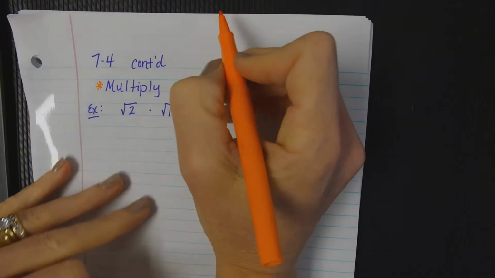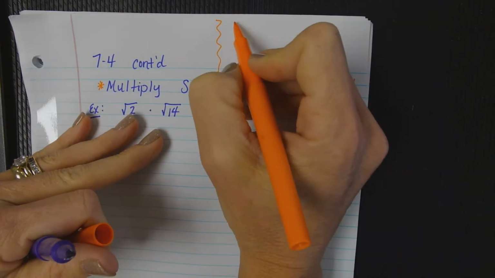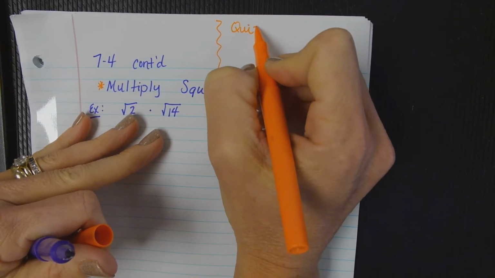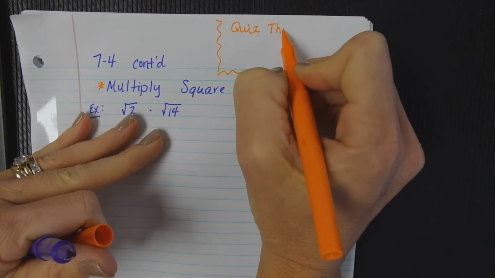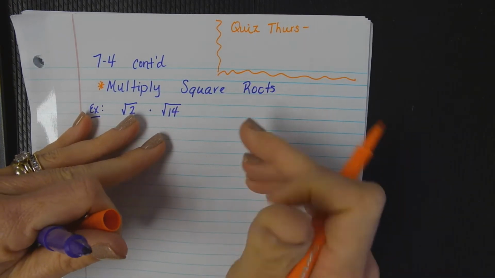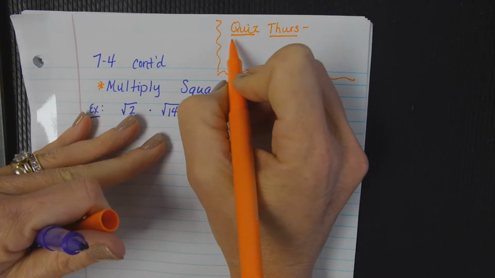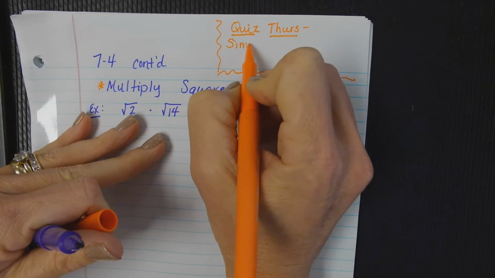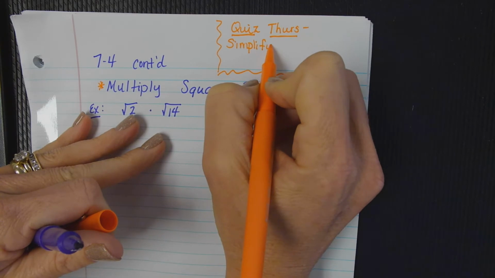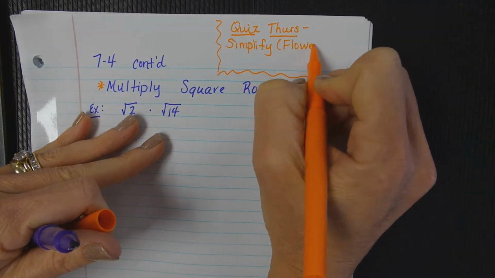Let me give you a little summary. You have a quiz Thursday. If you are a B day, yours is Friday. What is your quiz on? I'm going to write down what it's on. It is going to be on Simplify, which is the flower sheet you're working on right now.